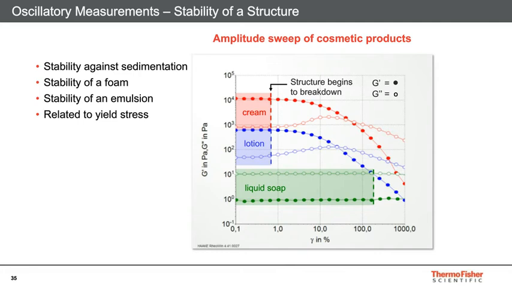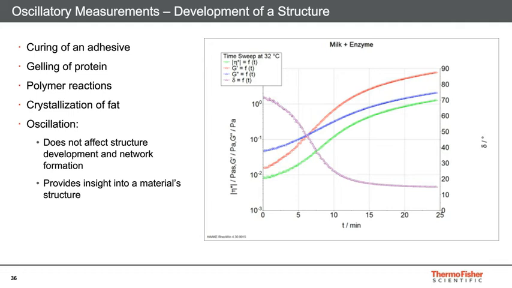And the stability of the structure can be related to a yield stress. Then you can use the stability of these structures to relate it to how it's going to perform in the actual real end-use application. Another way to use oscillatory measurements is to monitor how a structure develops. This example is milk with an added enzyme, and we're again measuring the elastic and viscous modulus as a function of time.